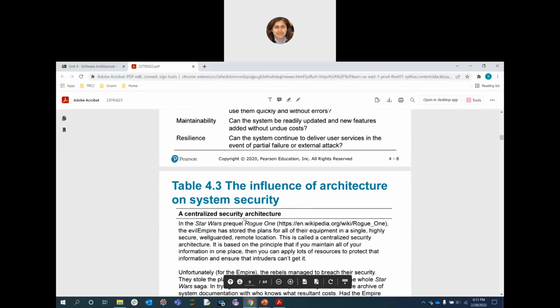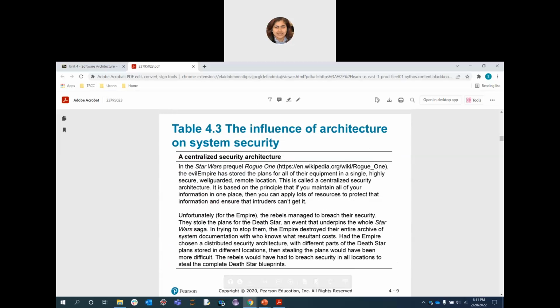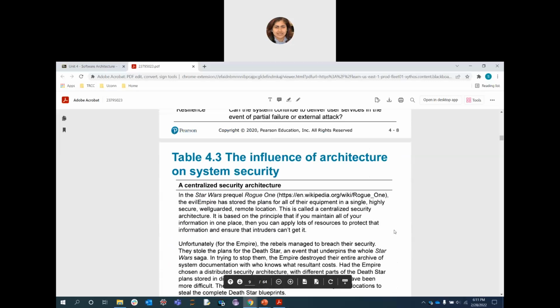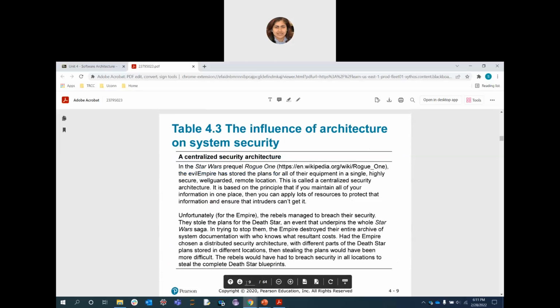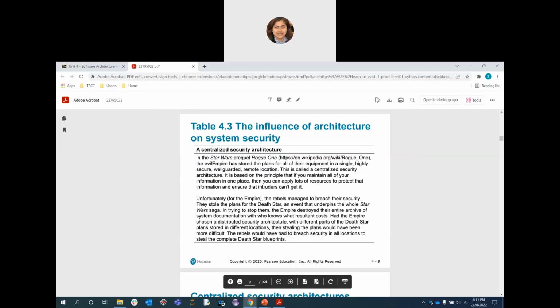Here is one example provided in this Table 4.3, the influence of architecture. Let me minimize it to look into the whole thing, the total example. So it's an example of a centralized security architecture. You could read the whole example here.